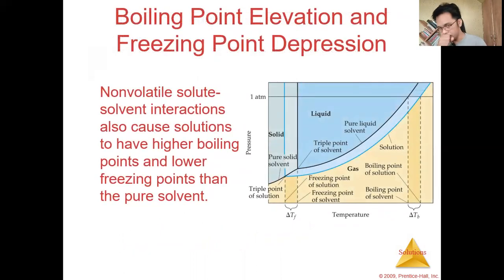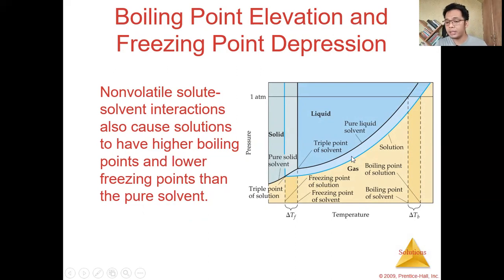Okay, the next one here is the boiling point elevation and the freezing point depression. As you can see here, the non-volatile solute-solvent interactions cause solutions to have a higher boiling point and lower freezing point than the pure solvent, as you can see from this phase diagram.